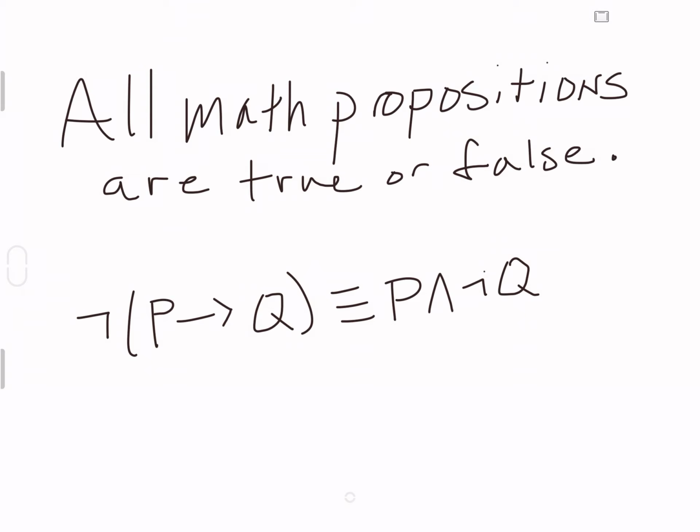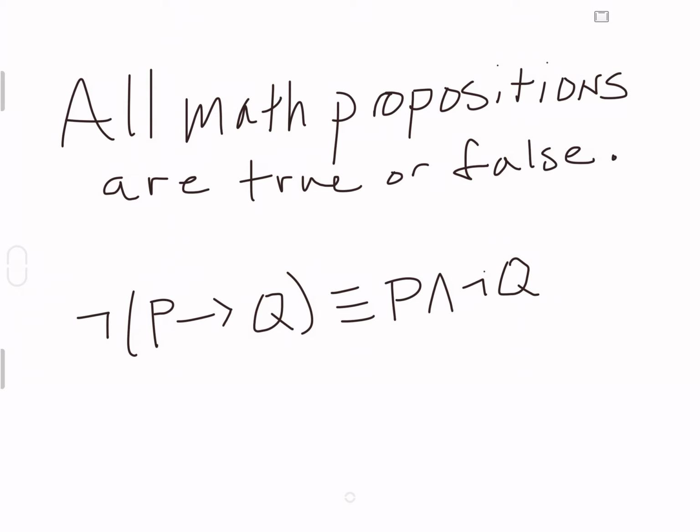In this video, I want to show you why a proof by contradiction works. Okay, so to do this, we need two key facts. And here they are. The first of these is that all mathematical propositions or statements are either true or false. There's no gray area. And the second is this logical equivalence.